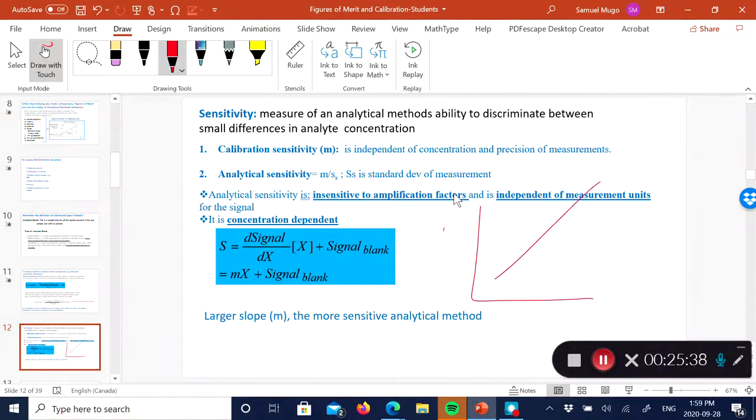So your slope, that's your intensity, that's the concentration of the analyte. And so your slope, which is M, is what you refer to as the calibration sensitivity. The analytical sensitivity, on the other hand, is where you take the calibration sensitivity, the M, divided by the standard deviation of the measurement. Sometimes you do this so that you can account for data distribution. So analytical sensitivity is often a better way to quantify sensitivity because you're accounting for the data distribution.